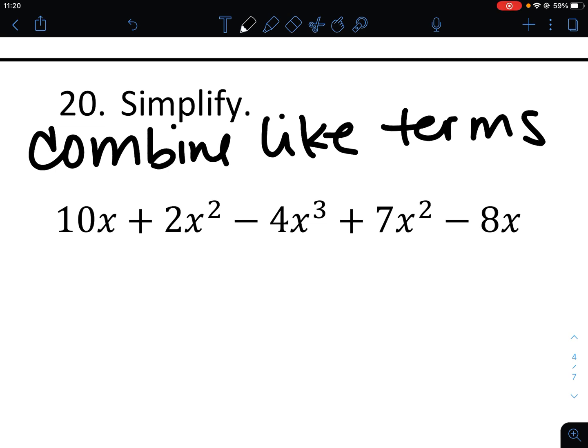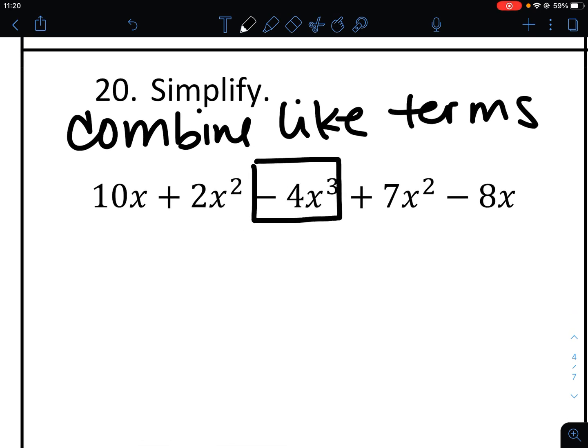Let's start with the x to the third, since that's our biggest exponent, and we want to put our exponents in order. So that's all I have for the x to the thirds. We have negative 4x to the third. There's nothing to combine it with, so it stands alone.